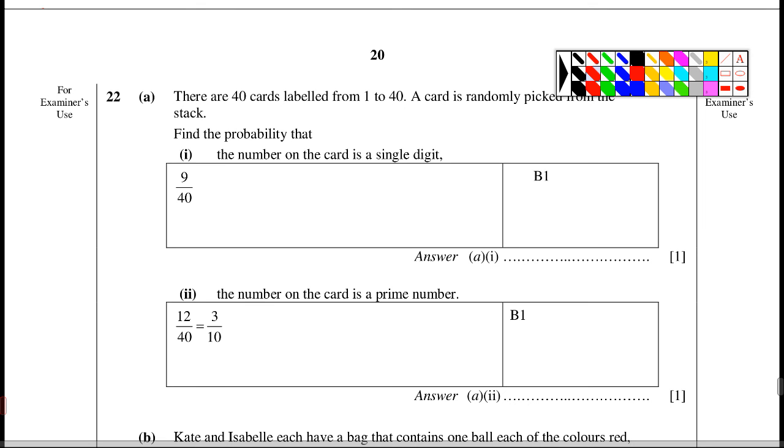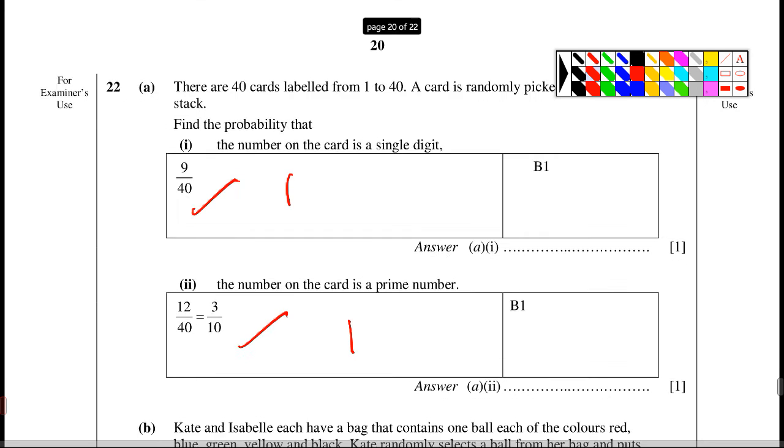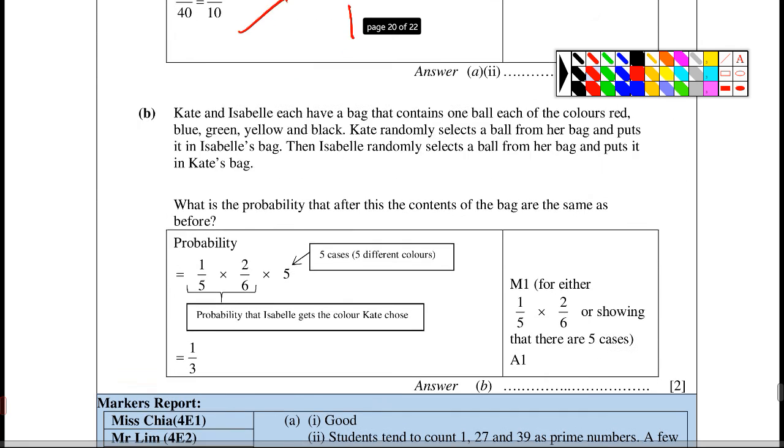Nine over 40, 1 mark. 3 over 10, 1 mark. 1 over 3, 1 mark.